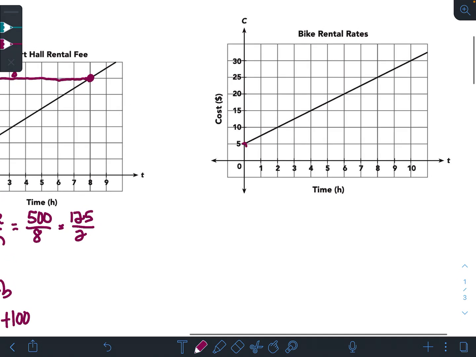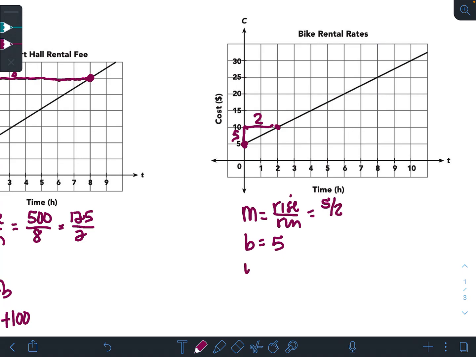On this next one, my y-intercept is right here. So I have m, rise over run. I have b, which is 5. So I'm going to pick another point right here. I'm rising 5 and I am running 2. So I'm going to leave it just like that for my equation. So y equals mx plus b. Y equals 5 over 2x plus 5.